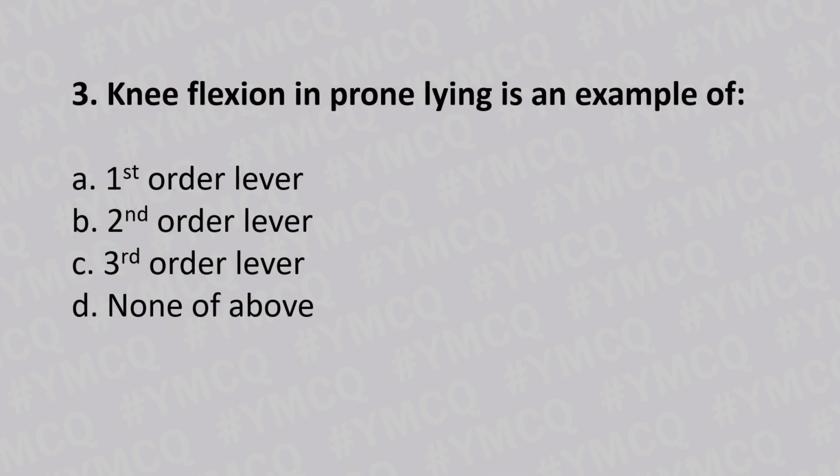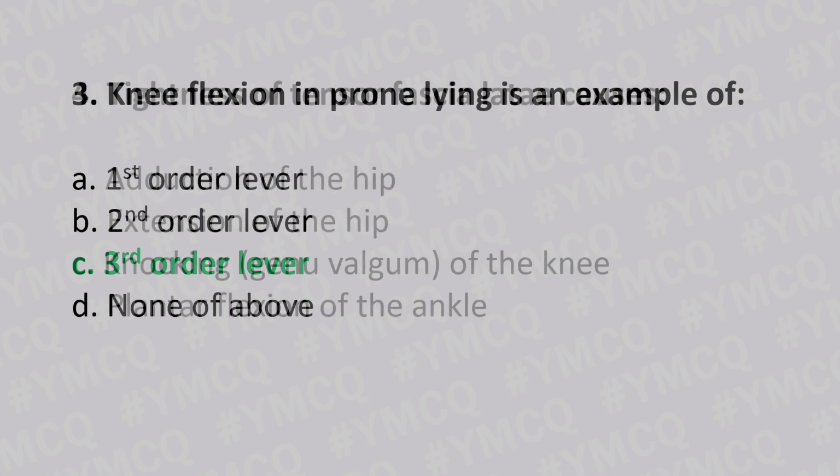Knee flexion in prone lying is an example of option A first order lever, option B second order lever, option C third order lever, option D none of the above, and the answer is option C third order lever. Moving to our fourth question.